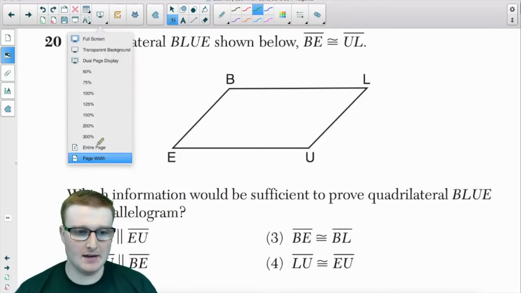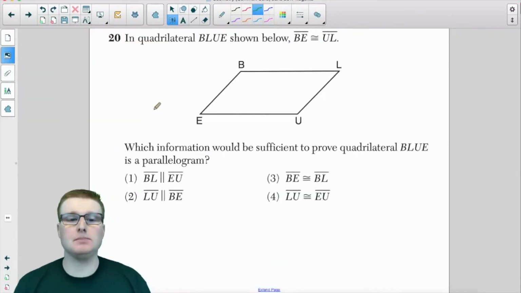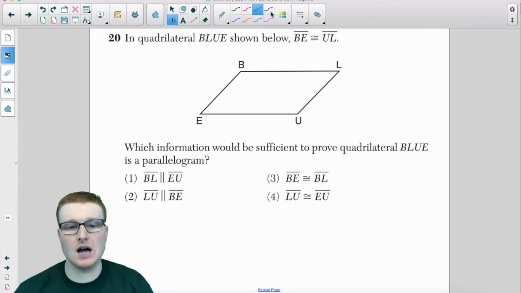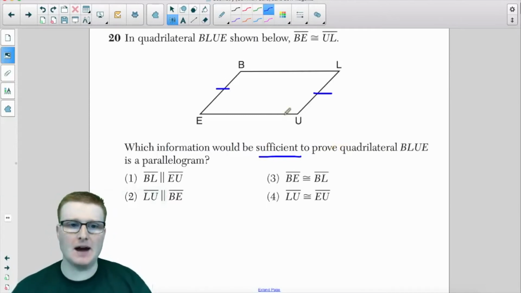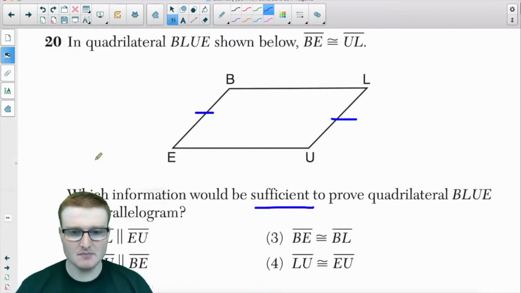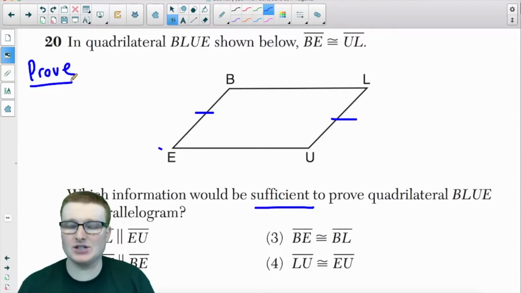Number 20, parallelogram. In quadrilateral blue, shown below, BE is congruent to UL. Which information would be sufficient to prove quadrilateral blue is a parallelogram? Okay, well, this isn't that bad if you know your parallelogram properties. To prove a parallelogram, I'm actually just going to tell you the one thing that they're asking you for.